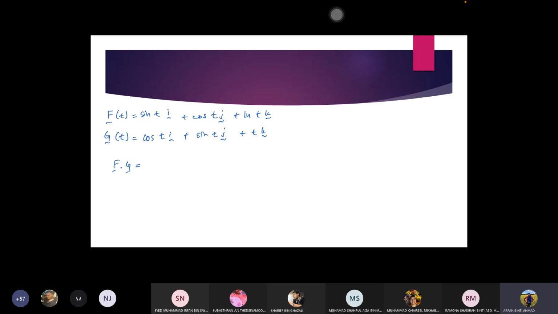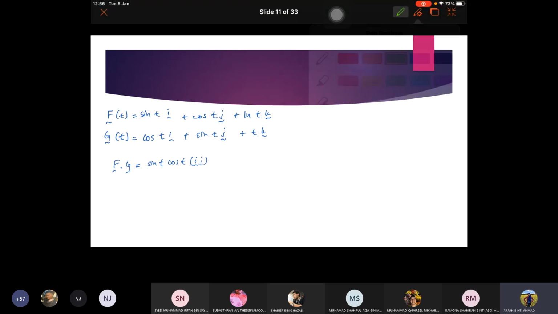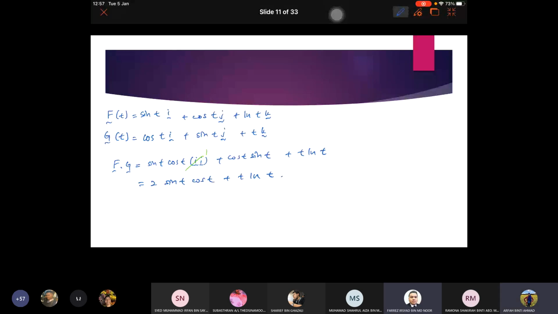So awak dot product i component darab i component. So awak akan dapat sin T darabkan dengan cos T dan i darab i. So yang ini akan jadi satu. Okay. So tambahkan dengan cos T sin T tambah dengan T ln T. So itu jawapan dia. So yang ini sama, dia akan jadi 2 sin T cos T tambahkan dengan T ln T. Okay. Dapat eh? Dapat. Okay. So terus yang dapat, cuba buat example 2.